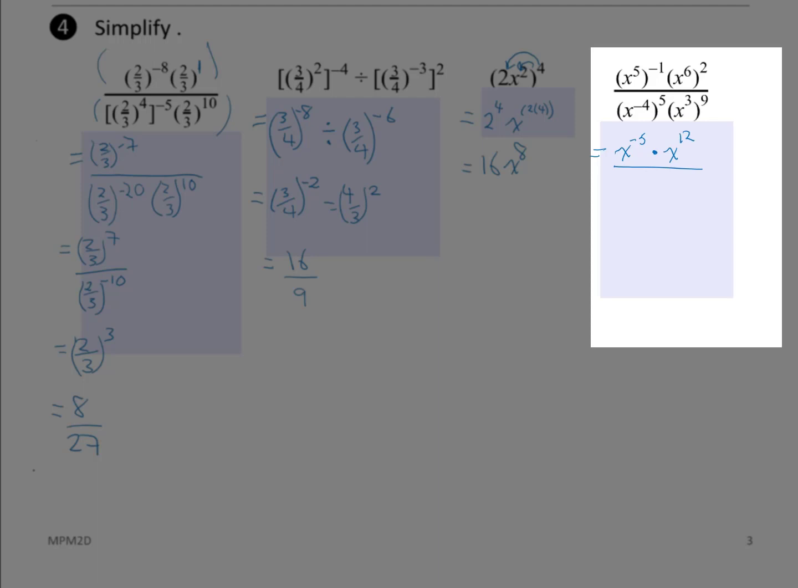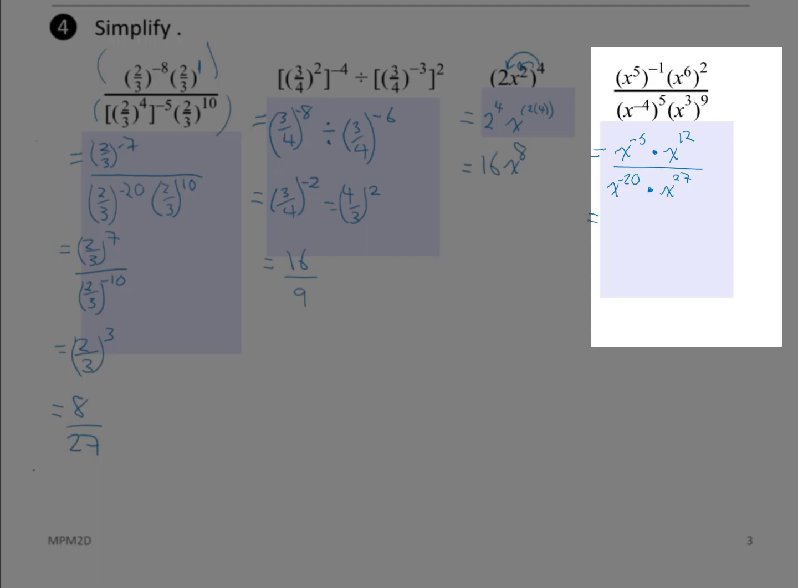And then in our denominator, our first term is x to the power of negative 4 to the power of 5, which is going to give us x to the power of negative 20, because negative 4 times 5 gives us negative 20. Then our final term in the denominator, x to the power of 3 to the power of 9, well, that's going to give us x to the power of 27, and that's because 3 times 9 gives us 27.